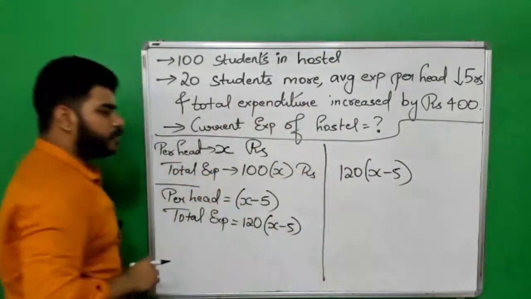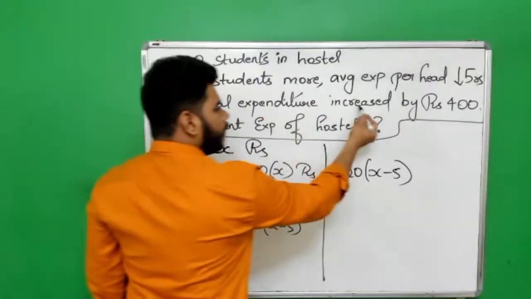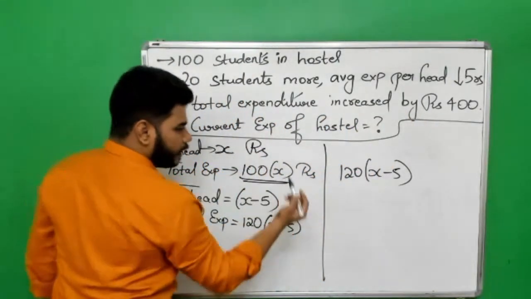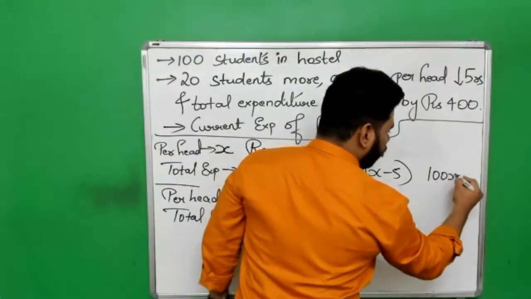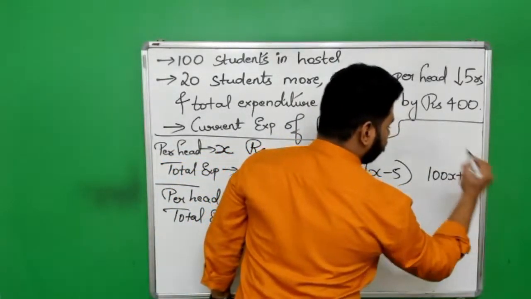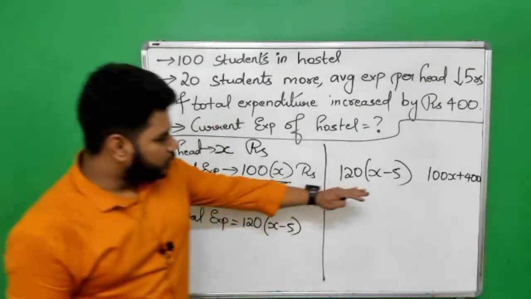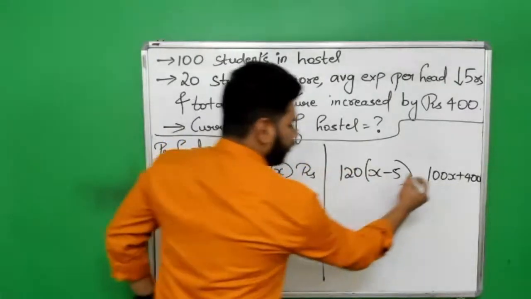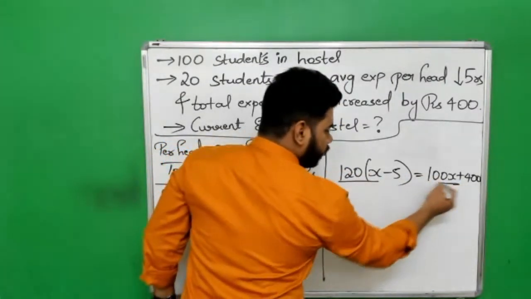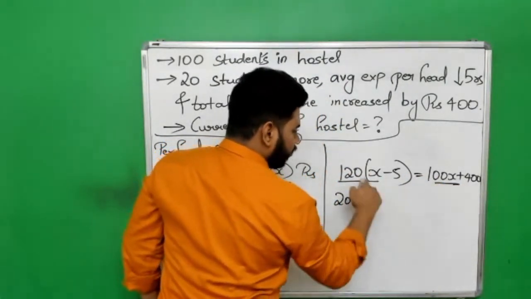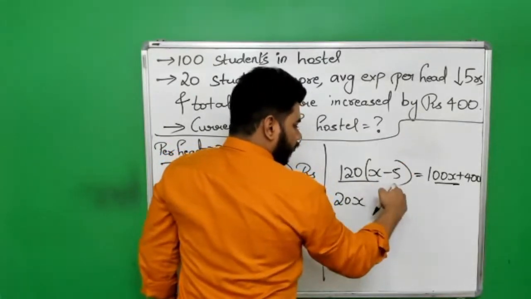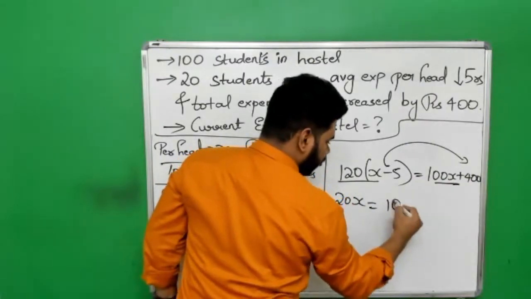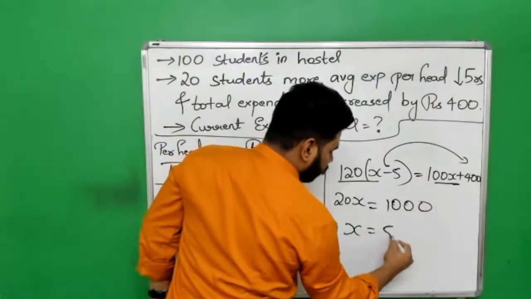This is the expense of the mess, and they are telling total expenditure increased by 400. Initially total expenditure was 100X, and now it increased by 400, which is 400 plus 100X. This is the new expenditure of the mess, and both are equal to each other. 120X minus 100X is 20X. Minus 120 into 5 is minus 600. If it goes this side, it will become plus 600. So 400 plus 600 is 1000. So X is nothing but 50.